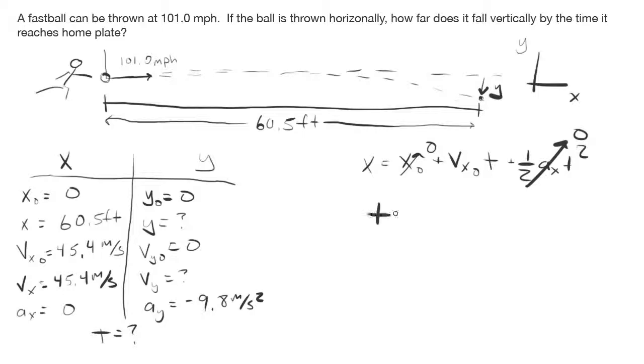If I solve for time, I've got time is equal to x divided by my initial velocity in the x direction. Now I'm just going to fill in some numbers. I didn't convert this. 60.5 feet. Ooh, I don't have any room. I'll do it over here. 60.5 feet. And we've got to convert to meters. We've got 1 meter in 3.2 feet.